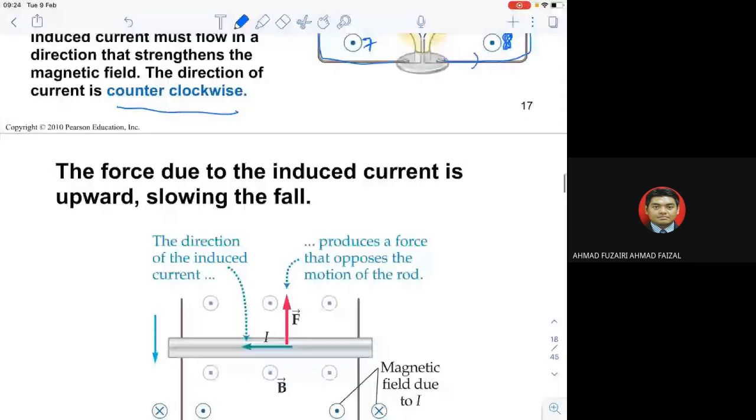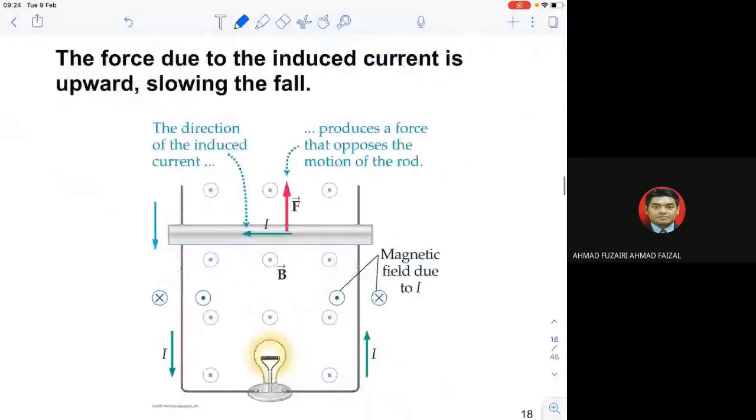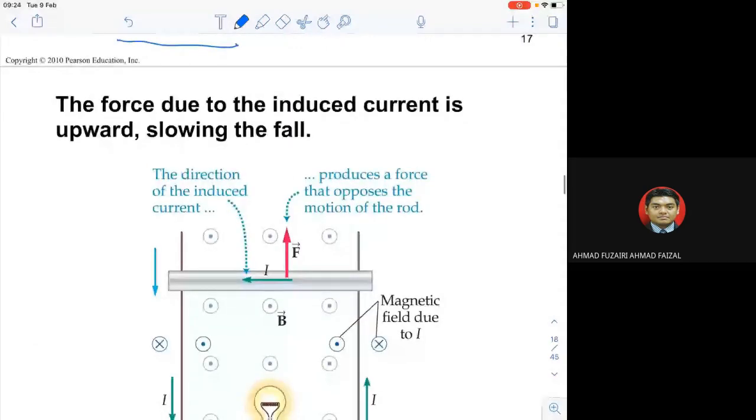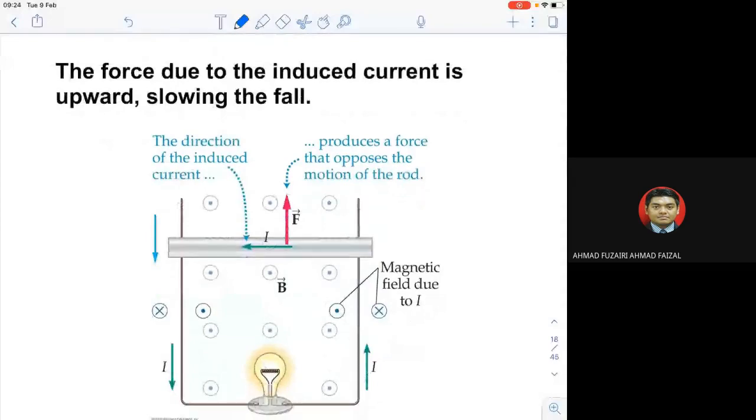So the force due to the induced current is upwards, and it is slowing the fall. So this is the method of what we have been telling you just now. In order to do that, you can check back what happens when you have a current being clockwise or counterclockwise. So we have a counterclockwise. Now you use a right hand rule, so you will have a force going up here.